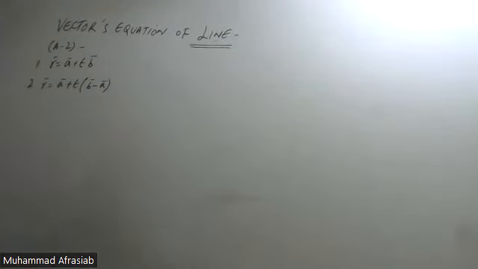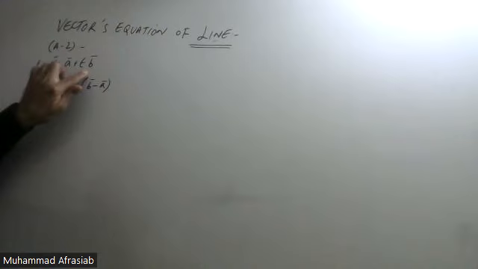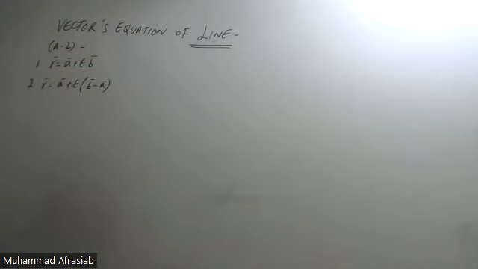In the first part, we have calculated the vector equation of lines when there were two possibilities. Either the fixed point and the directed vector is given, or the second one is when two fixed points are given. Now you will find out the nature of the lines.